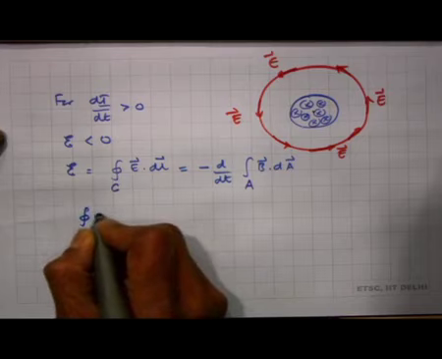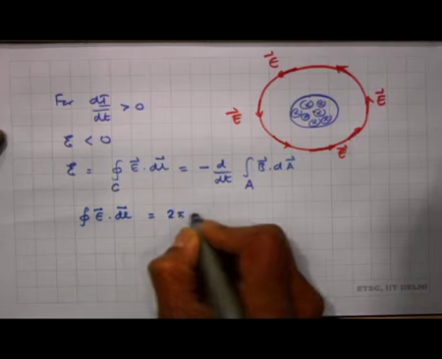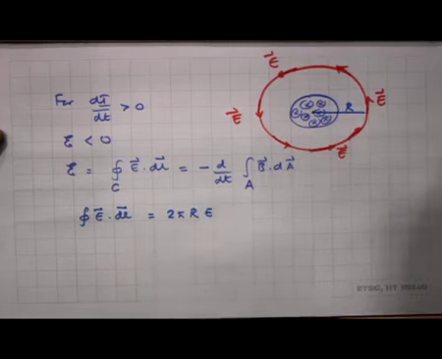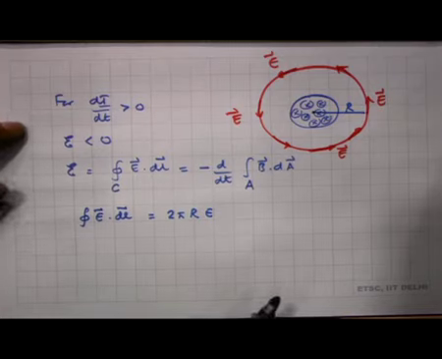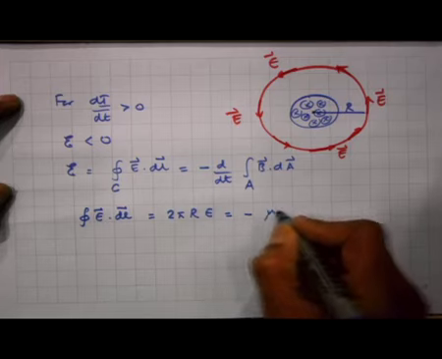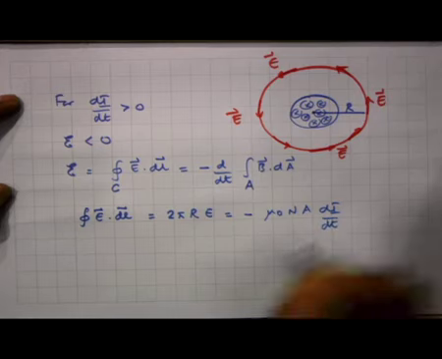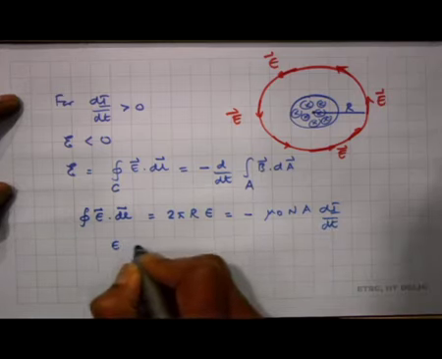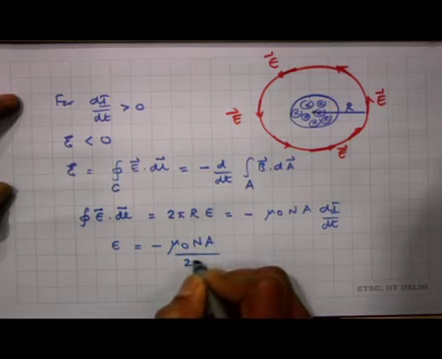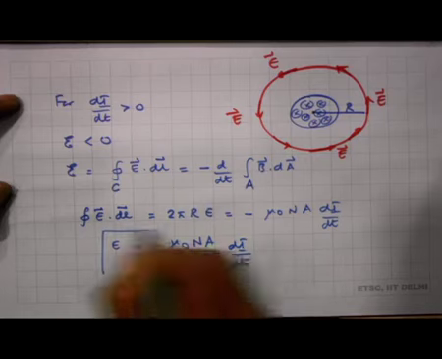So, integral E dot dl is equal to 2 pi r E, if this distance is r, and that must be equal to minus mu naught N A di by dt, which is the rate of change of flux. So, the electric field induced is actually minus mu naught N A by 2 pi r di by dt.